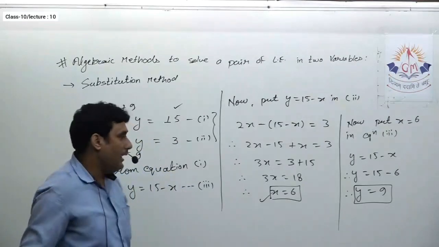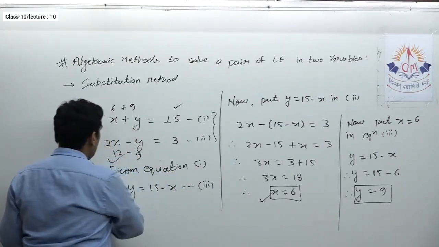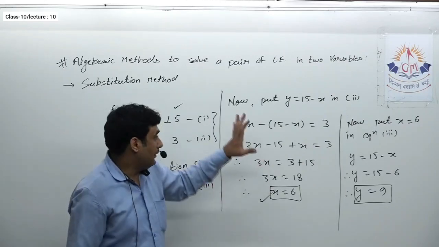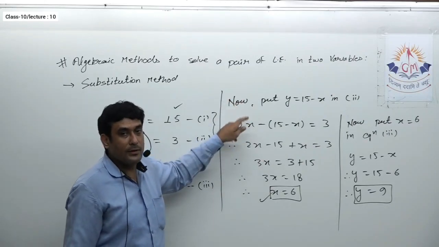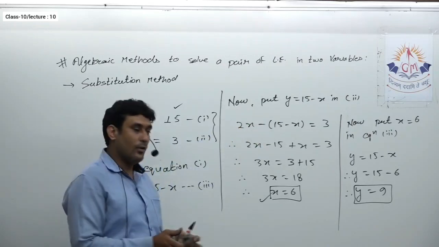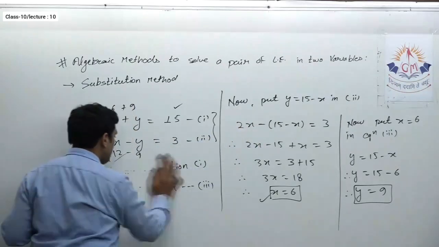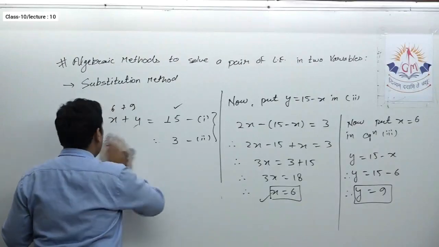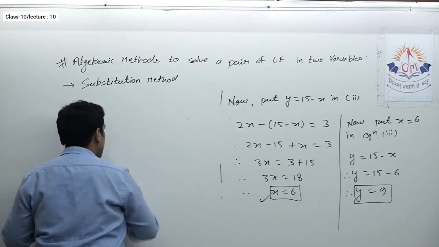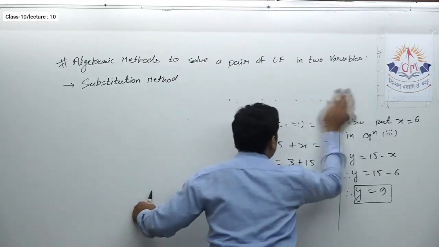So this is the way by which we have to solve the given pair of equations by the substitution method. And the method is called substitution because here we are substituting the value of one variable in terms of another variable. Okay, now we'll see the examples and then we'll come to the exercise questions.